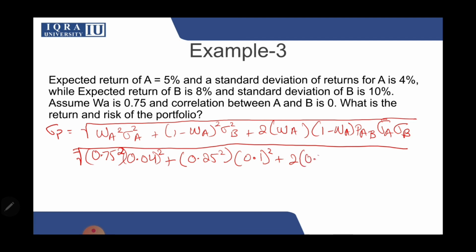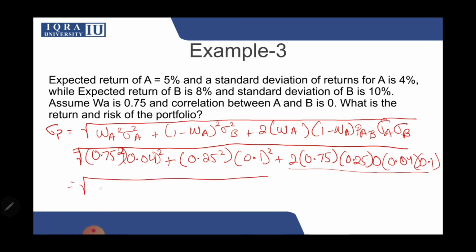WA is 0.75, this is 0.25. The correlation between both of them is actually 0, and then we have 4%, and then we have 10%. So if this is 0 and this is multiplying with the whole thing, this whole thing will become 0 over here. So we are left with 0.